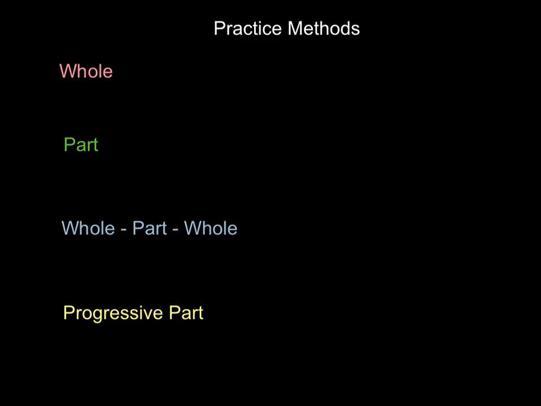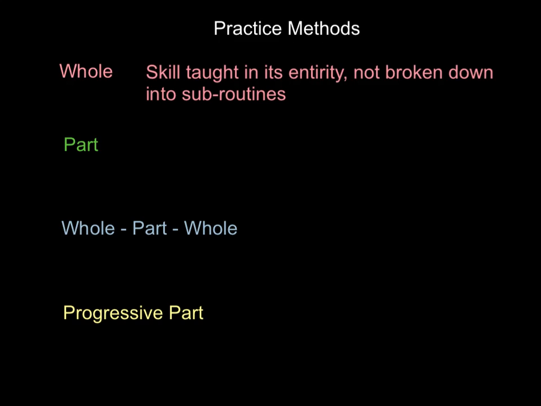So let's quickly start with a definition of each of these. Whole skill, as you'd expect, is a skill taught in its entirety. It's not broken down into its subroutines, into its parts. Imagine you were coaching a set of skills. There are some skills that you would just coach fully. You wouldn't break the skill down, and we call those whole skills. Think of a golf swing, something that's very fast, very difficult to break down. They're what's classified as whole skills, whole practice methods.